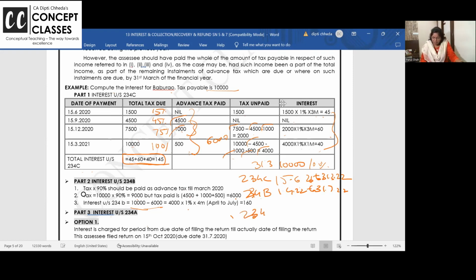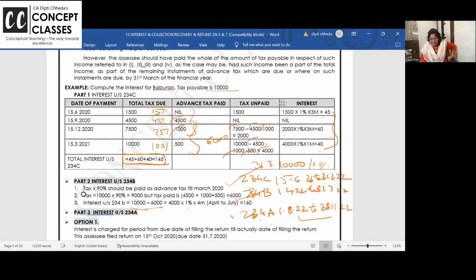Next is 234A from 1st August 22. First day of the year after the due date, wahan se you will start 234A interest till the actual date of filing the return. Suppose you are filing the return by 30th of 11. So for this period, you have to pay interest 234A. So many people are defaulters in installments. They have not paid proper advance tax. But they file the return on time.